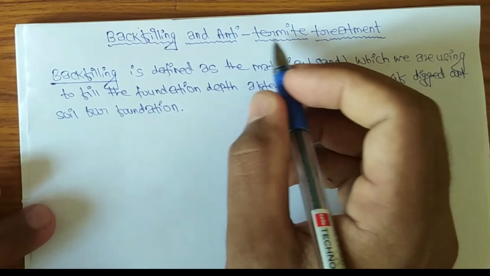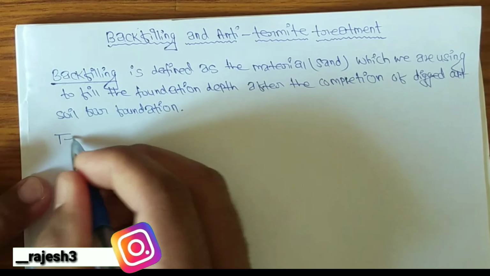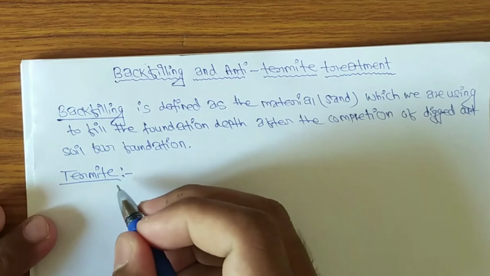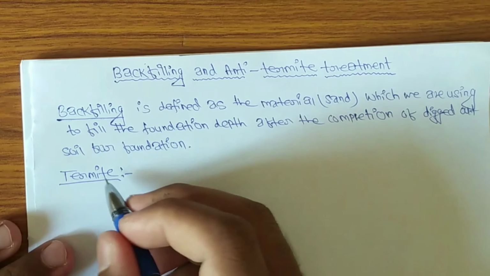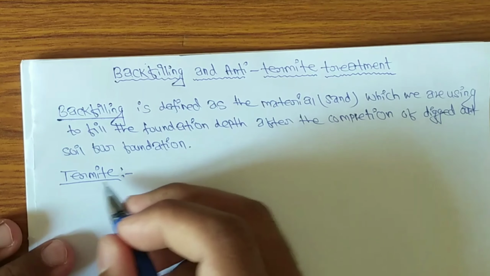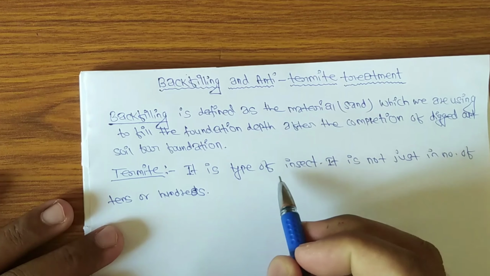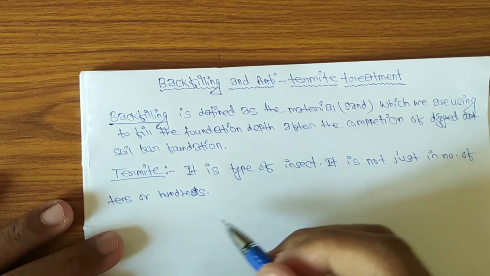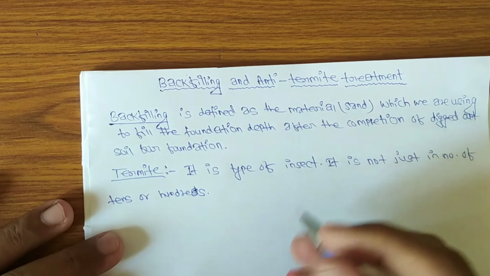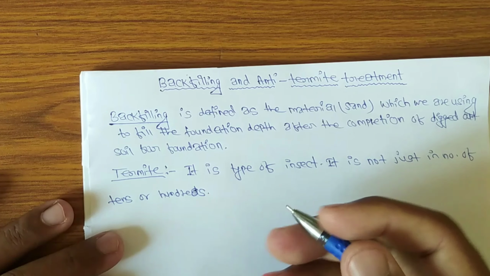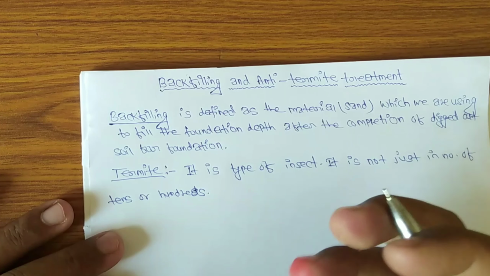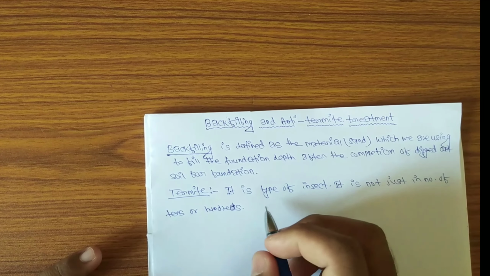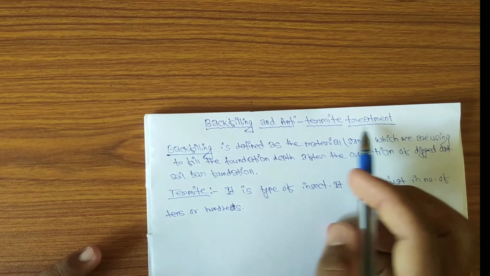Now let me tell you about the termite. You might have heard of termite in the village, that is diwar in Hindi. Termite is a type of insect. It is not just in numbers of tens or hundreds; there would be huge colonies. They spread in no time, eating into every corner of your house. So it is very important to know about anti-termite treatment.